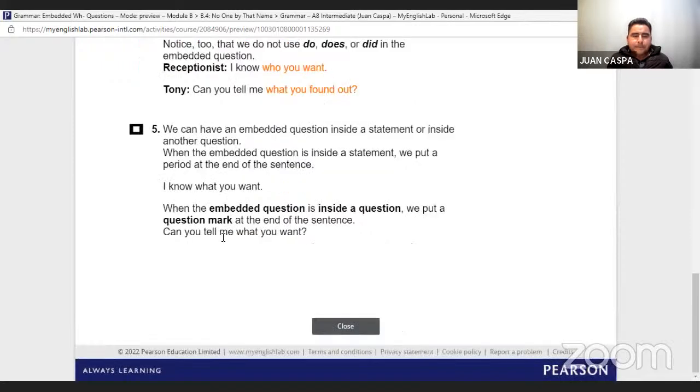We can have an embedded question inside a statement or inside another question. When the embedded question is inside a statement, we put a period at the end of the sentence. I know what you want. When the embedded question is inside a question, we put a question mark at the end of the sentence. Can you tell me what you want?